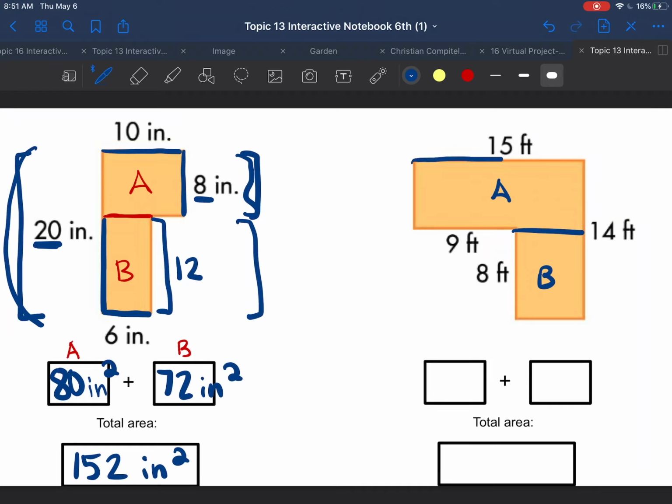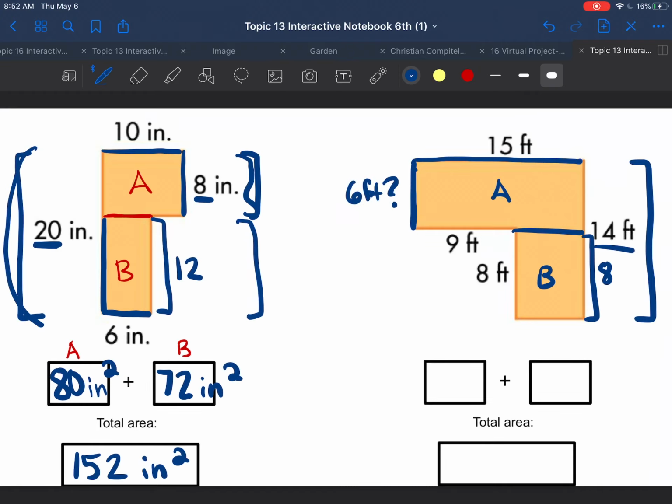So for A, this whole thing's 15, so we're doing 15 times this, which we do not know. However, this whole thing is 14, and this section is 8. So what can we do with 14 and 8 to find out this mini section? We can subtract, okay? So 14 minus 8 gives us 6. So this dimension is 6 feet. So to multiply, we do 15 times 6 to find the area of A, and we get 90 feet squared.